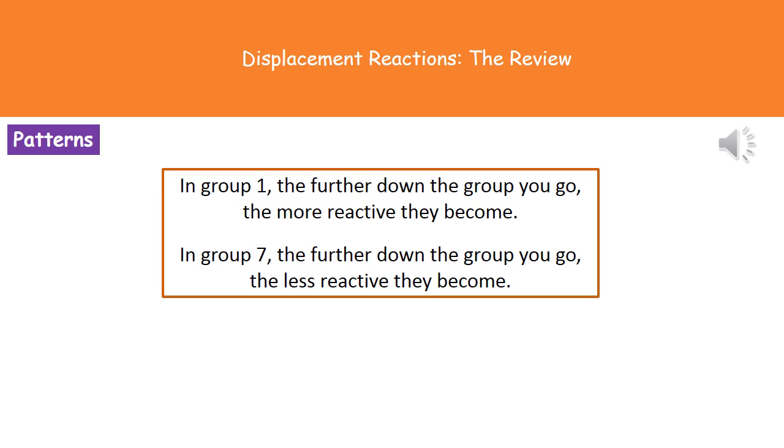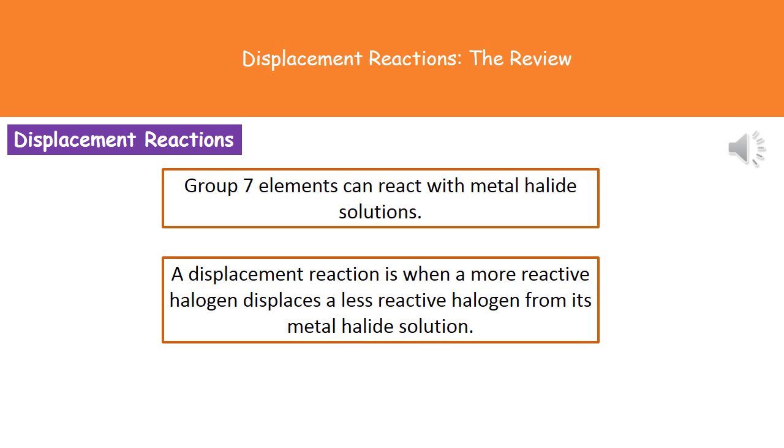Whereas in group 7, which are our halogens, the further down the group we go, the less reactive they become. So what we need to understand then is when we're thinking about our group 7 elements, they can actually react with metal halide solutions. And remember, a metal halide is just one of our alkali metals joined with one of our halogens. Now, what we're actually talking about when we refer to a displacement reaction is where our more reactive halogen will displace a less reactive halogen from the metal halide solution.